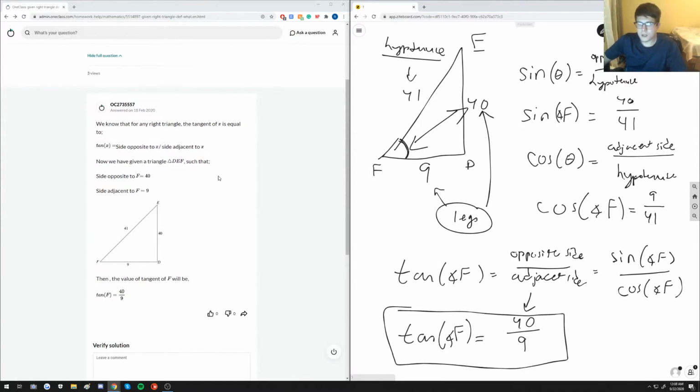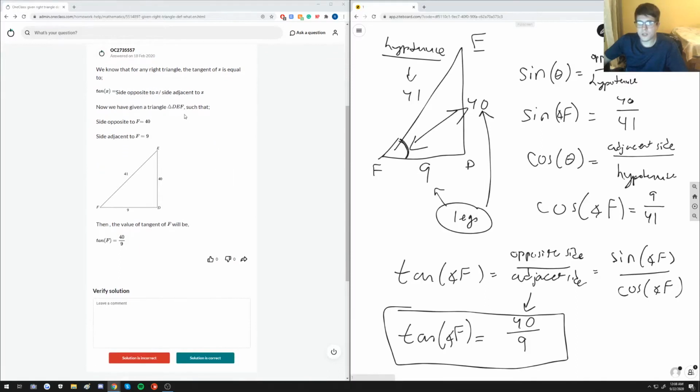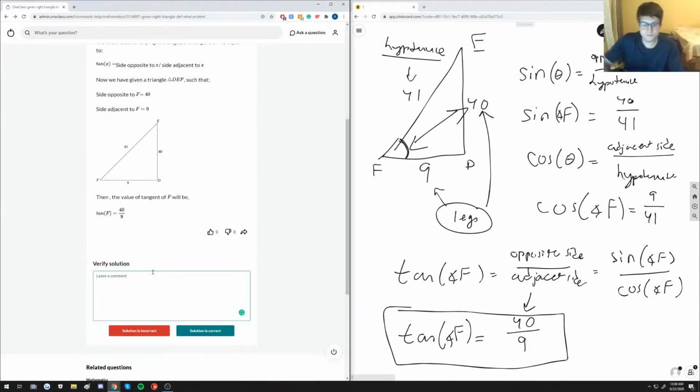And this written answer right here does a good job. It does not go through sine and cosine, but hits the nail on the head when it comes to tangent. So this solution is correct. Good job.